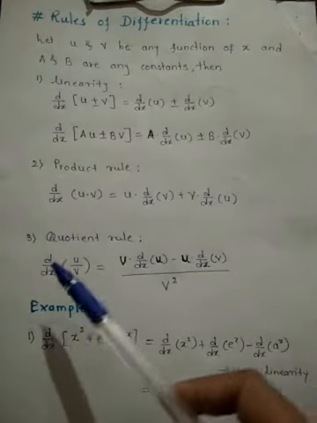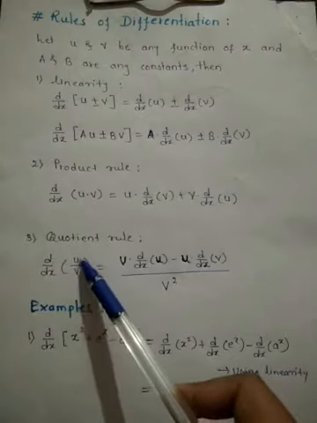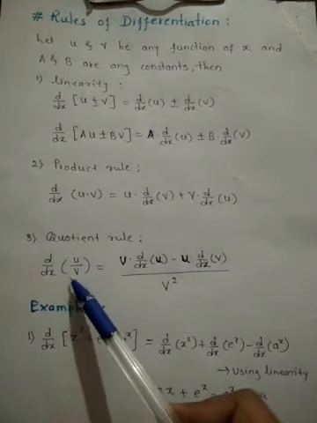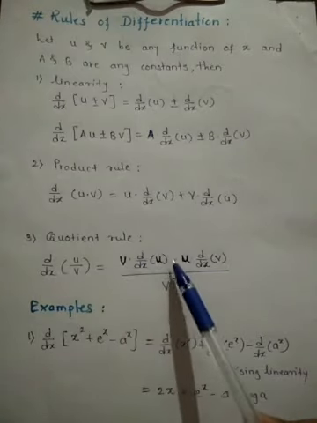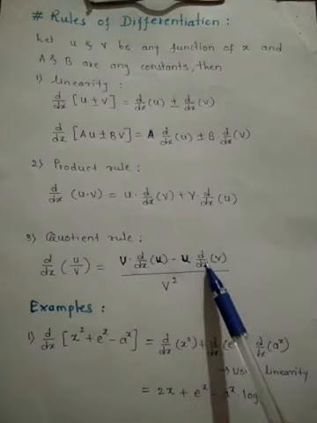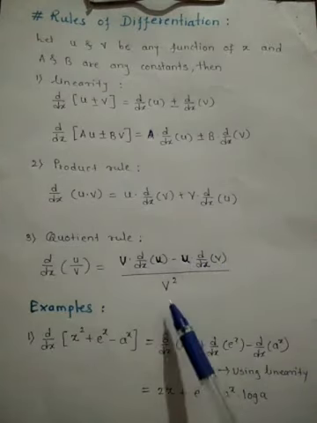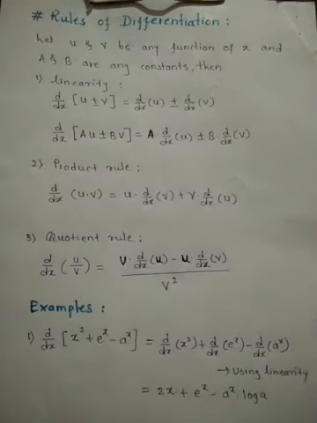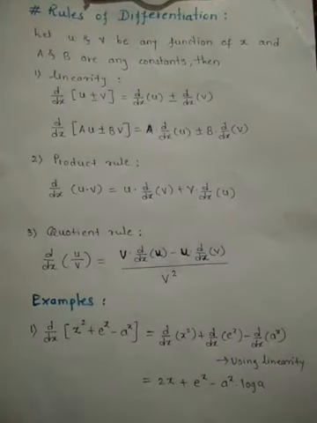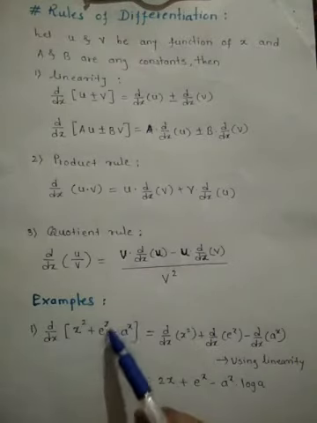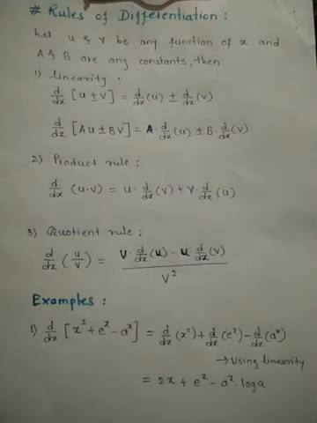Now quotient rule. Derivative of u upon phi, u and phi both are functions of x. See the quotient rule. Denominator phi as it is into derivative of numerator, that is derivative of u, minus numerator, that is u as it is, into derivative of denominator, divided by square of denominator. See the examples, simple examples based on derivatives of standard functions and rules of differentiation. First example, find the derivative of x square plus e raised to x minus a raised to x.